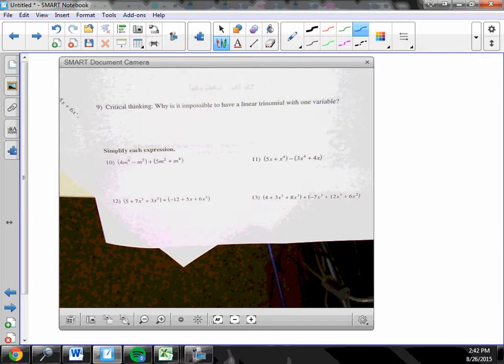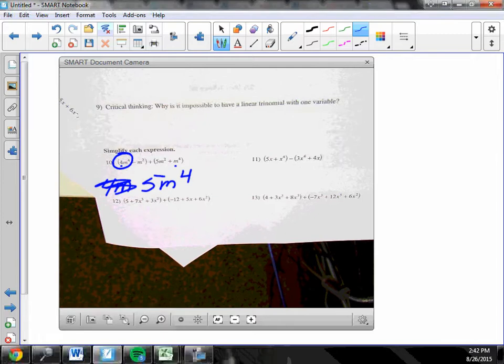And the reason we do that, so here we would want to do the 4th power first. So 4m to the 4th plus m to the 4th is 5m to the 4th. And then negative m squared plus 5m squared is plus 4m squared. Now the reason we care, descending order, that first term in a polynomial tells us more than anything else in the polynomial. And here's what I mean.